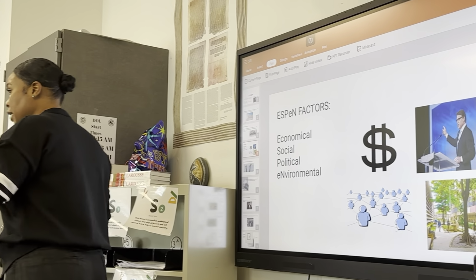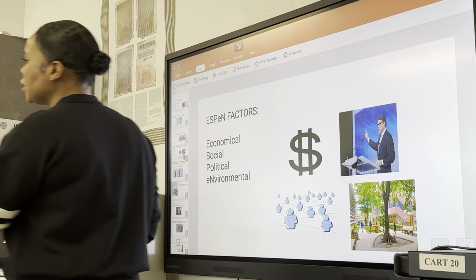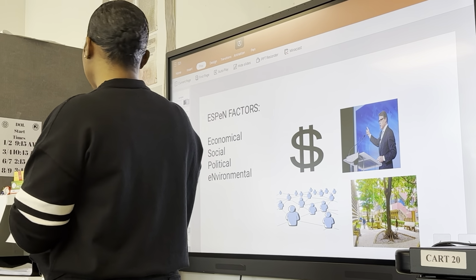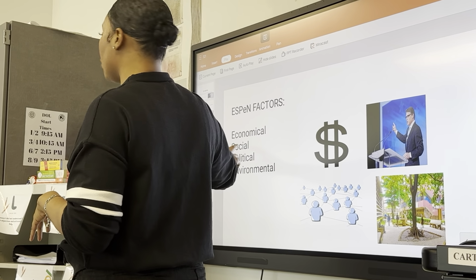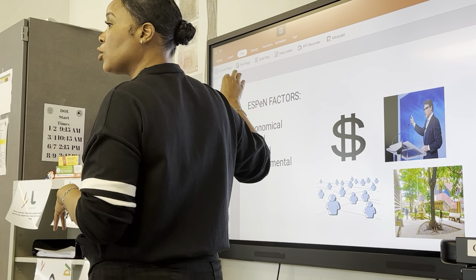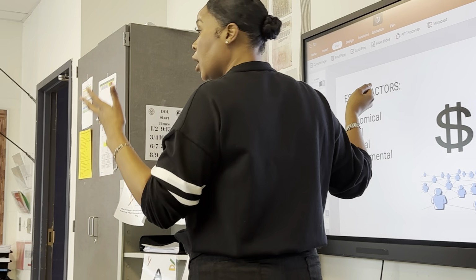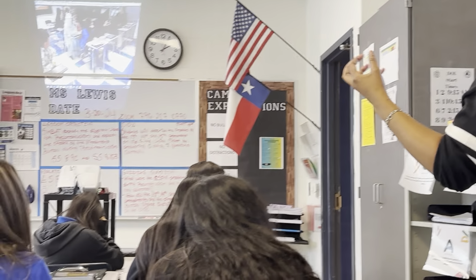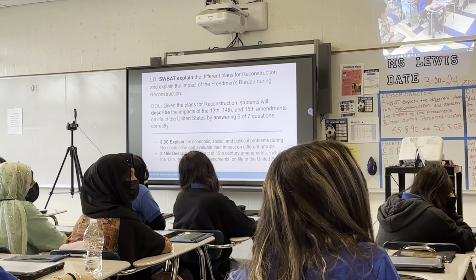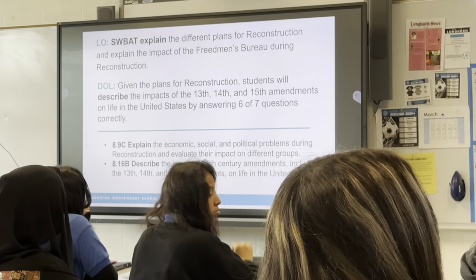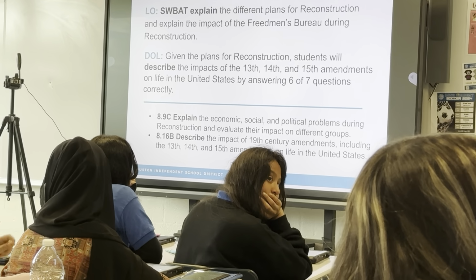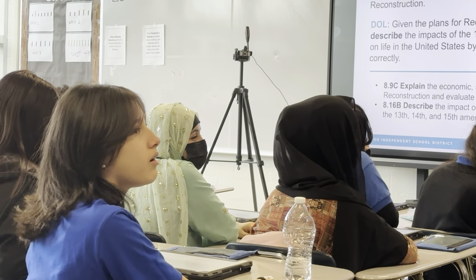ESPN factors, we're going to need to know that, which we talked about a long time ago. ESPN factors include economical, social, political, and environmental. When I talk about economical factors, what am I talking about mostly? Money. Cha-ching. When I say social, who am I talking about? People. How about political? Government. And what about environmental? What surrounds us, our surroundings, nature, the things that surround us.